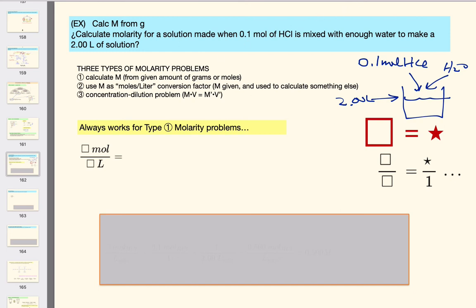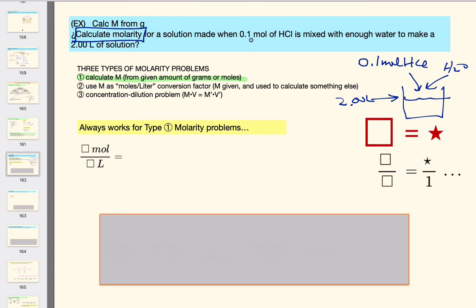Which type of problem is it? Well, it's going to be a type 1. Why? Because we're calculating molarity from a given amount of grams or moles. And you can see with the box here, what are we calculating? Molarity. That's always my box. In my box equals star type of logic.